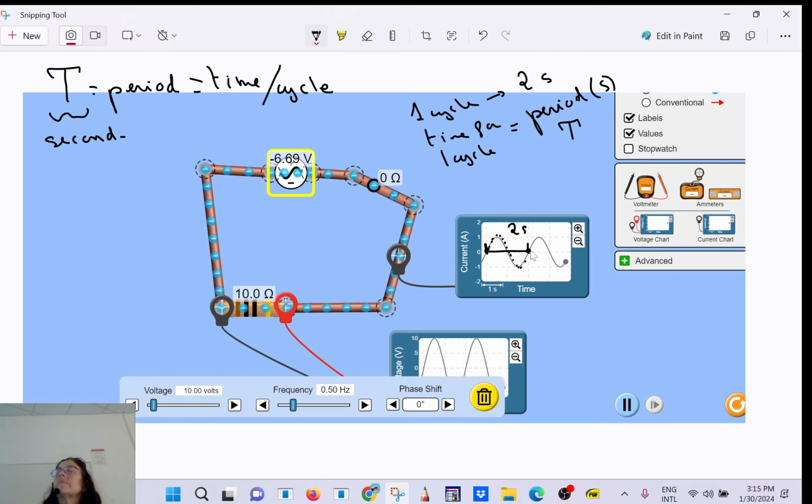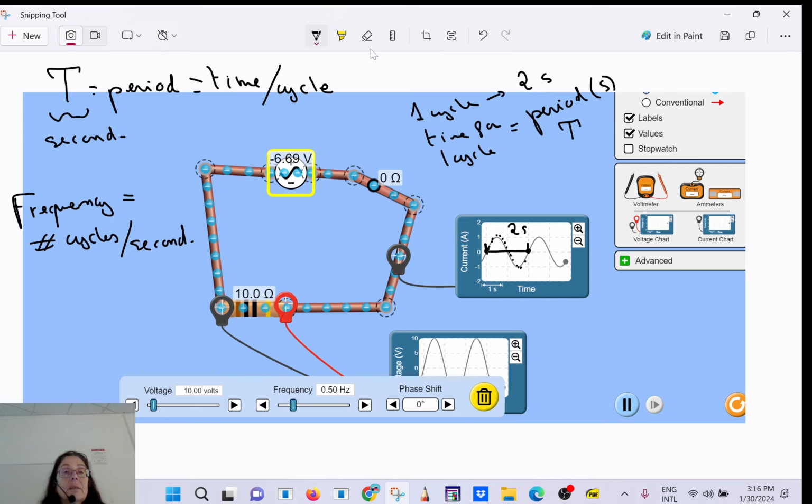In that case, the period is 2 seconds. Do you agree? Okay. How do we find frequency? The frequency is how many cycles in 1 second. You see, in 2 seconds I have 1 cycle. So in 1 second, how many cycles do I have? Half. Very good. So that is the definition of the frequency: the frequency is the reciprocal of the period, the number of cycles per second.